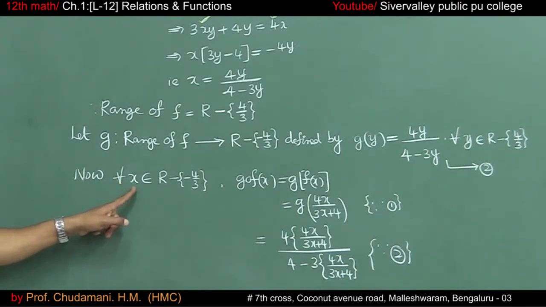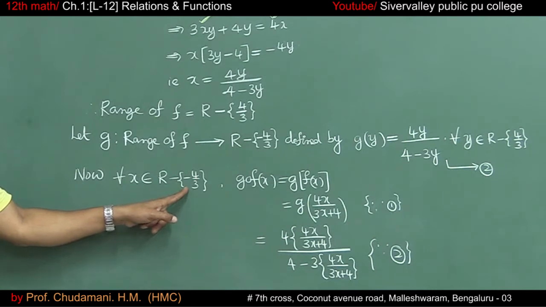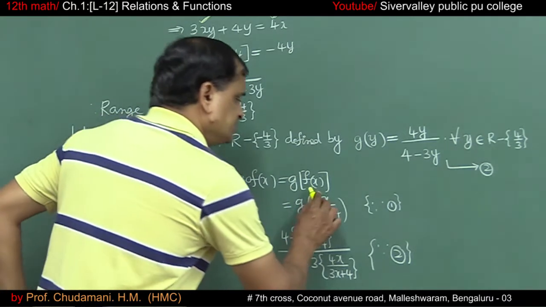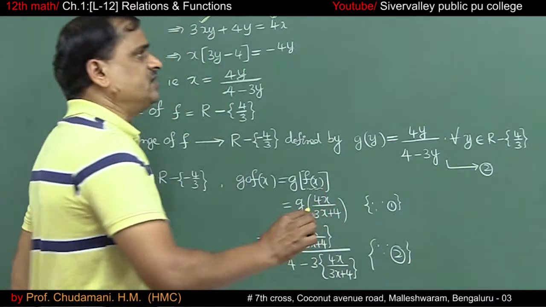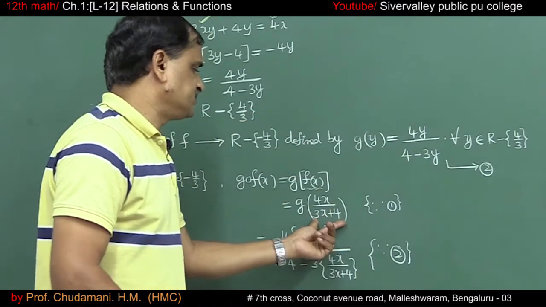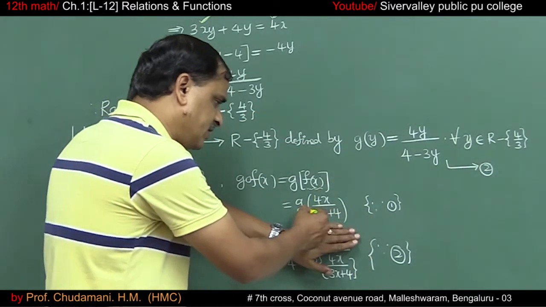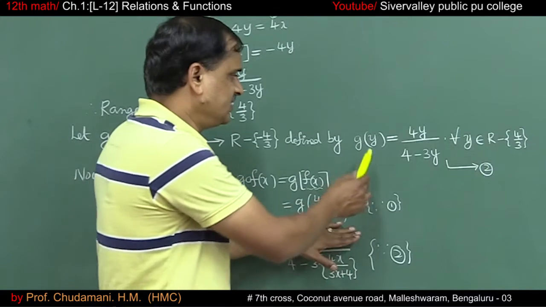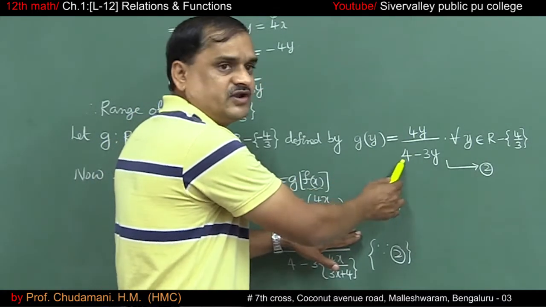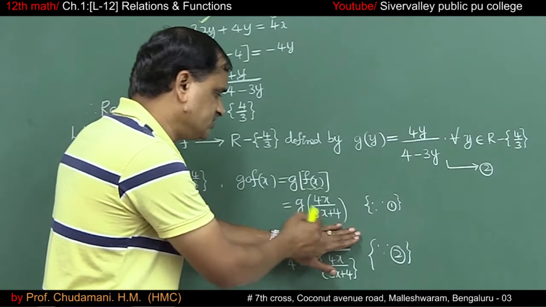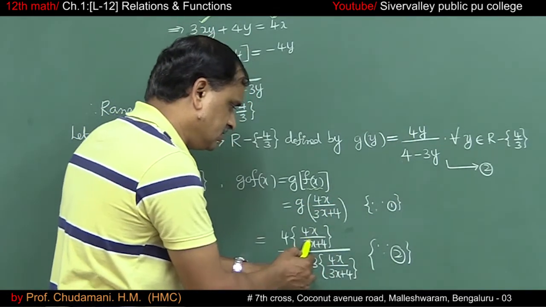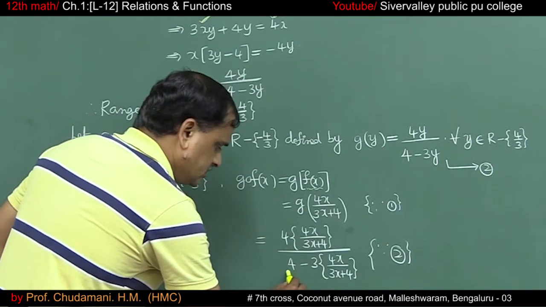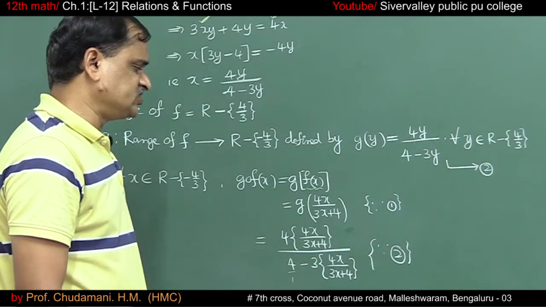Now for all x belongs to the real numbers excluding minus 4 by 3, gof of x is equal to g of f of x. Observe what is f of x. Look at equation 1, 4x divided by 3x plus 4. Using 1, this is of the form g of y. G of y means 4y divided by 4 minus 3y. G of t means 4t divided by 4 minus 3t. G of this means 4 into this divided by 4 minus 3 into this. Here we have a fraction within a fraction, take the LCM.